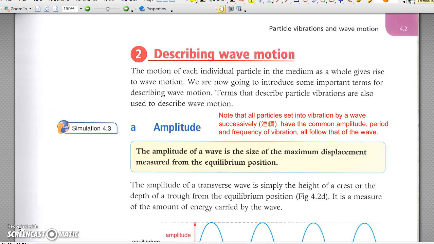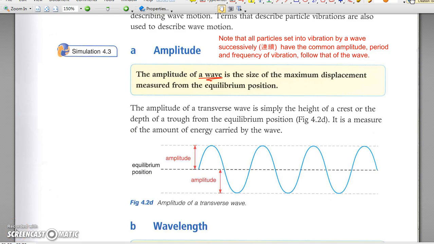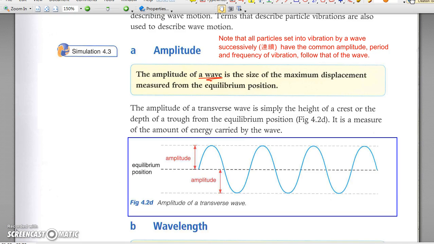Let's see how we define amplitude, period, and frequency of a wave, and also see the meanings of wavelength and wave speed. For simplicity, we will focus on transverse waves first. A. Amplitude. When a transverse wave travels, we can take a snapshot, that is, a photo. The snapshot of a wave shows its waveform, the shape of the wave, just like figure 4.2d.